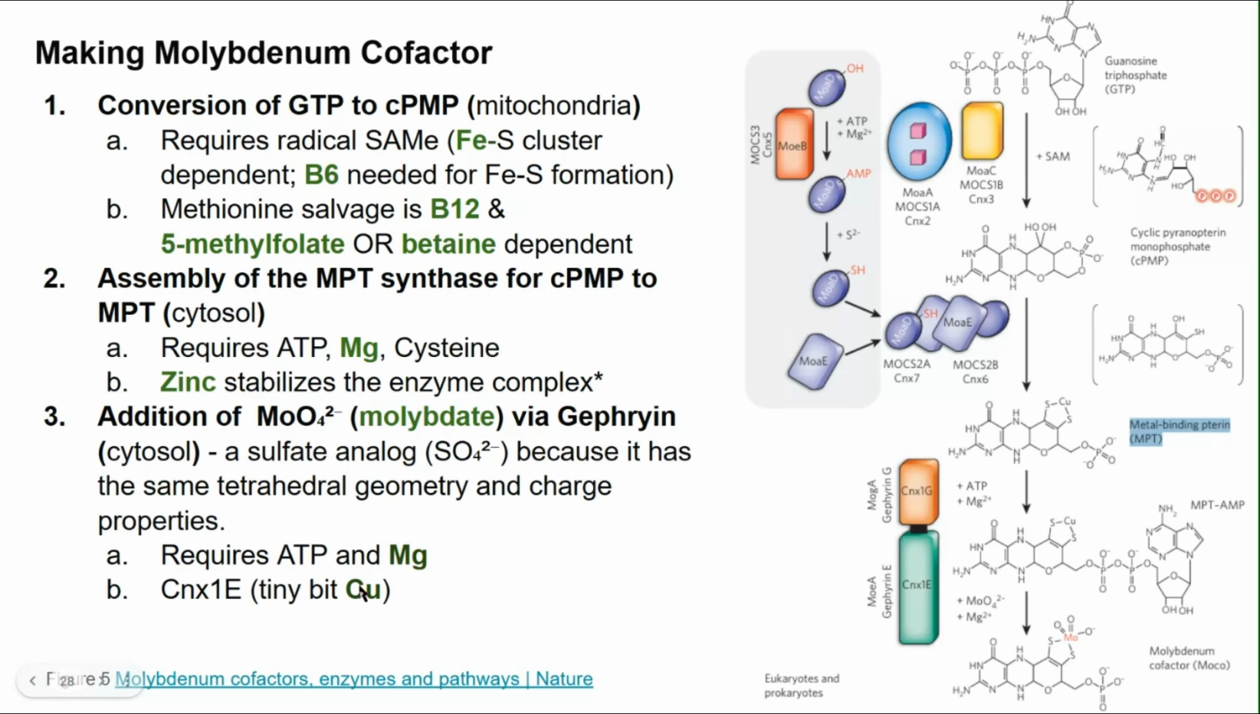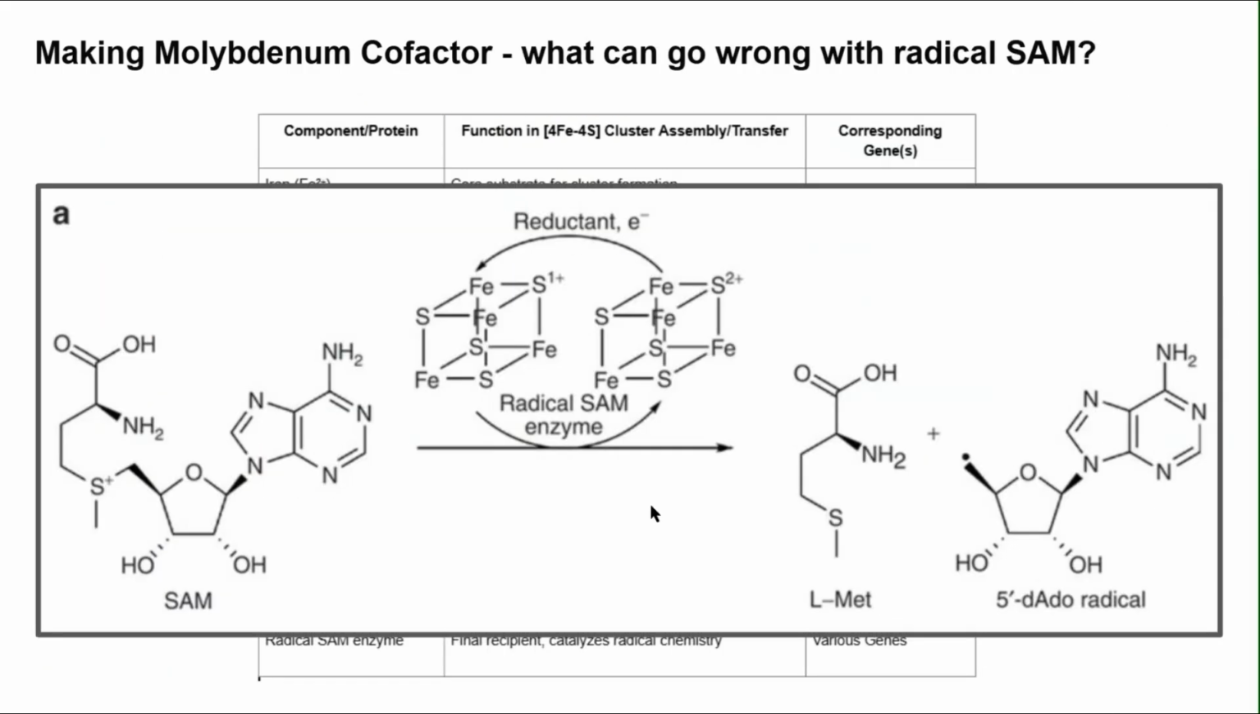So this step requires ATP and magnesium, and then a tiny bit of copper too. So if you're struggling with copper deficiency, that could be a problem. But then on Sergey's website, I saw a bit about if you have very high copper levels, that could also cause a problem with making molybdenum cofactor. So we don't want to go super high either.